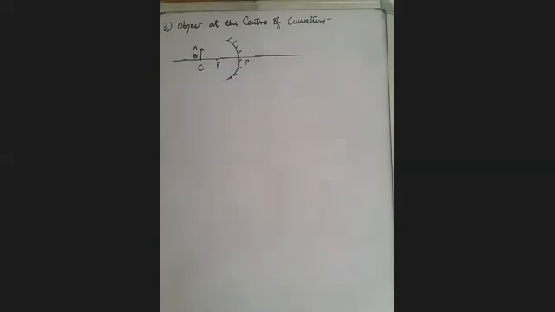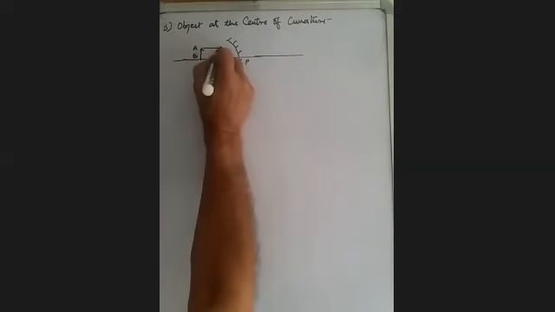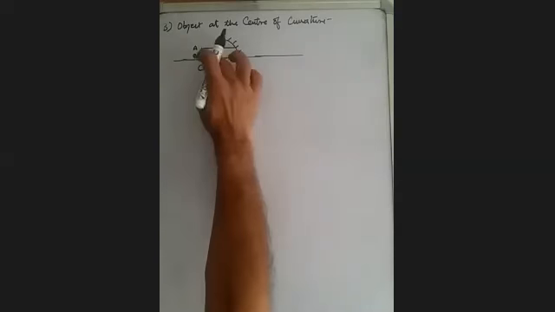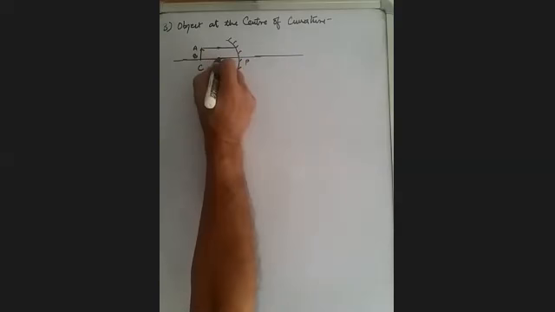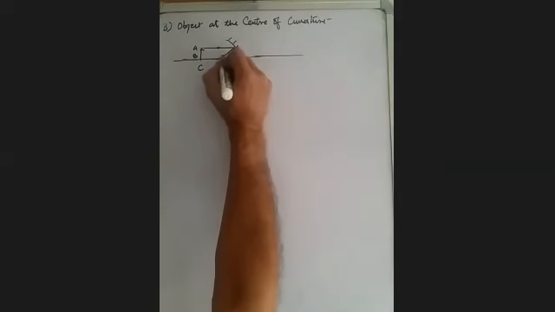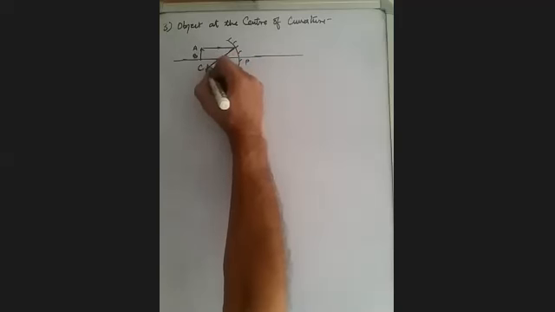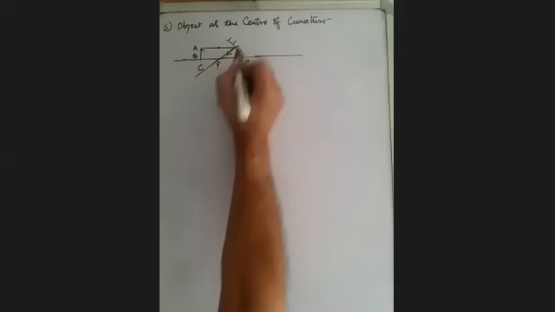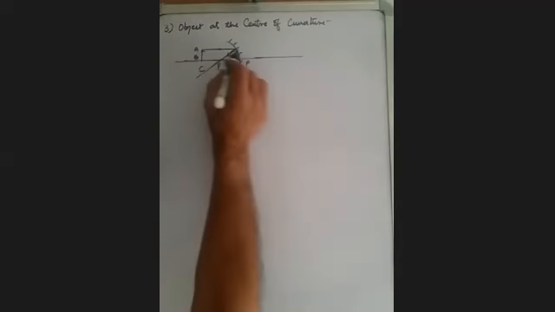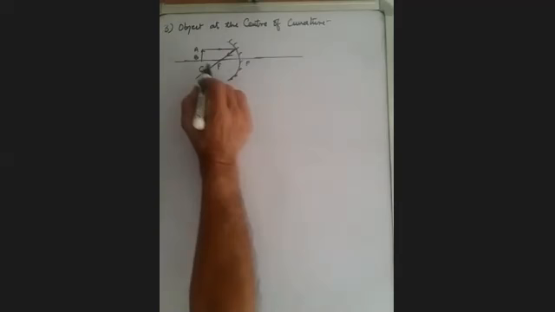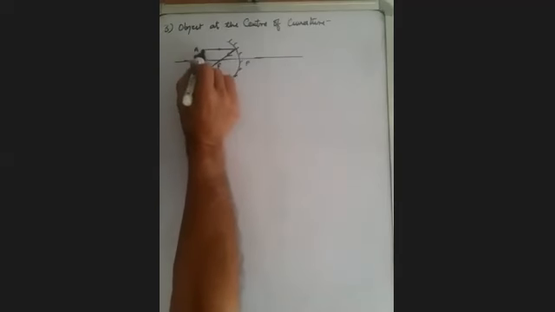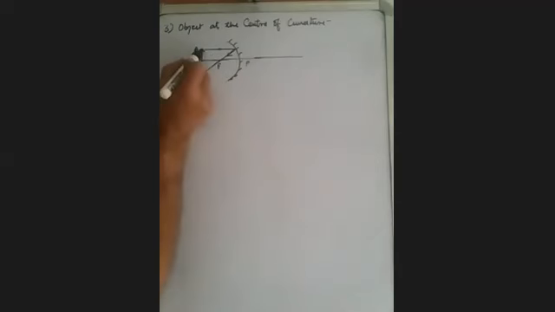Now we can consider one ray that is very convenient to consider, parallel to the principal axis. A ray which is parallel to the principal axis passes through the principal focus after reflection. So this is the ray reflected after it is incident parallel to the principal axis. Now let us consider another ray that is passing from the principal focus and then incident at any point on the surface of the mirror.